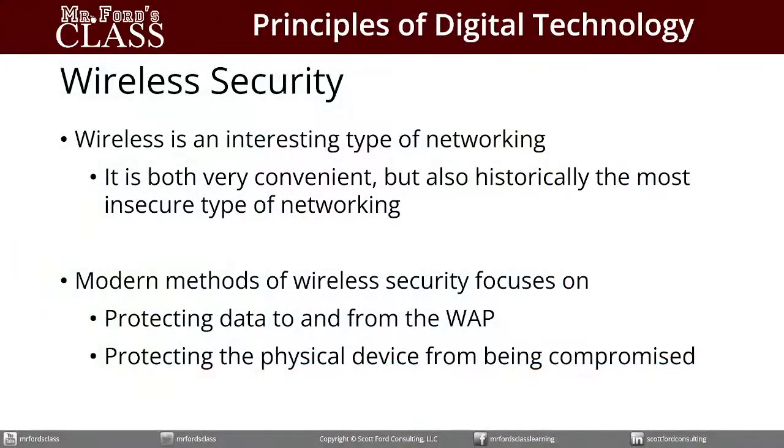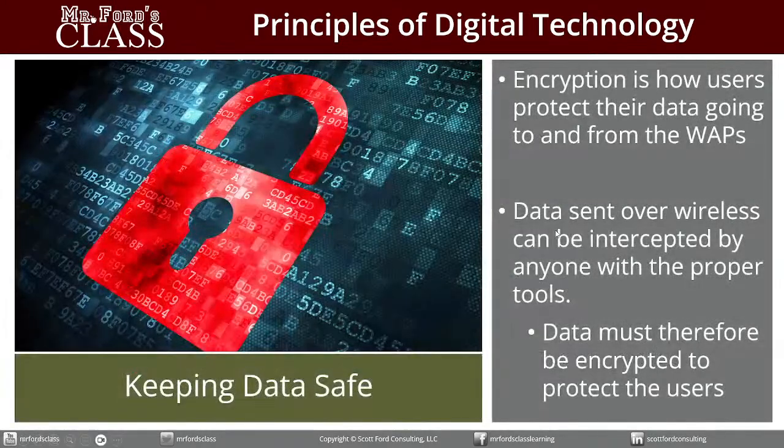So wireless network presents a little bit of a different challenge because wireless is out there, okay? It's been historically the most insecure type of networking available. Now, security has definitely improved a lot, but when it first started, wireless networks were, good luck with that. So modern methods of wireless security focuses on protecting data to and from the wireless access point and protecting the physical device from being compromised.